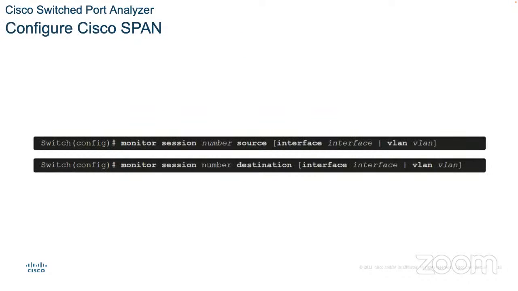If you are thinking about using Cisco to span a port, this is the command that you would have to do in global config. You set which interface will be the source, which interface will be the destination. So any packets that come in and out of the source interface that you define, a copy of it will go out through the destination.